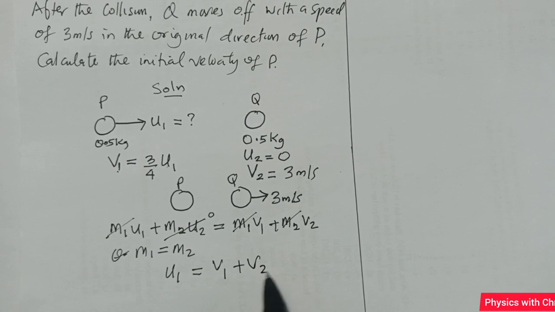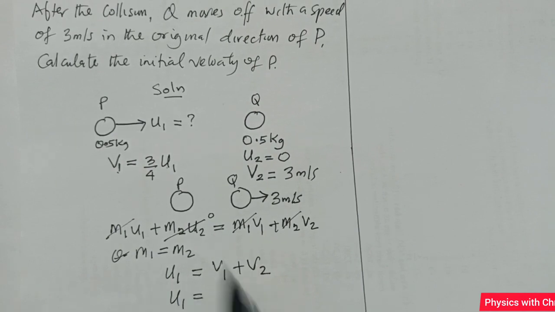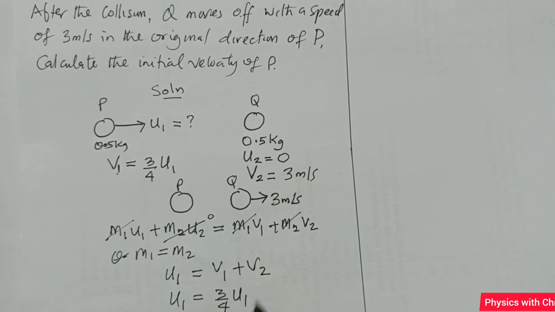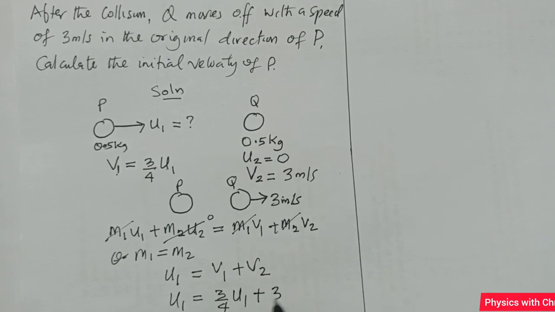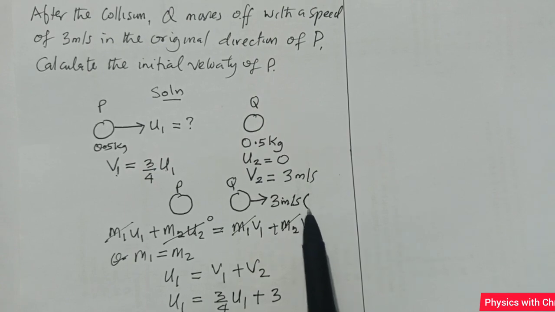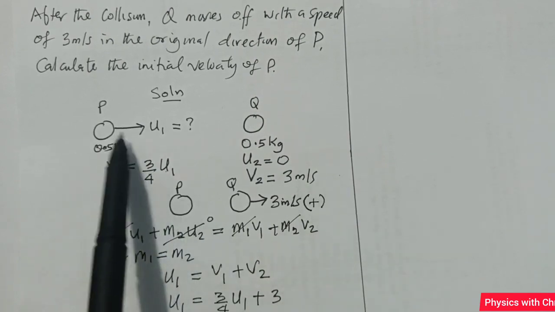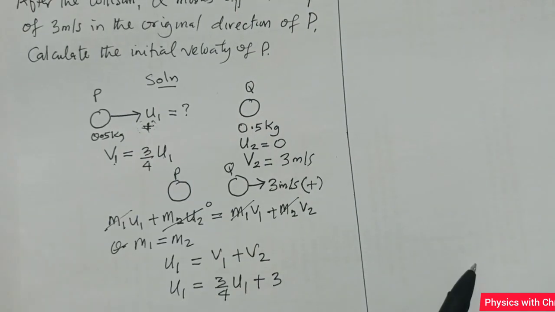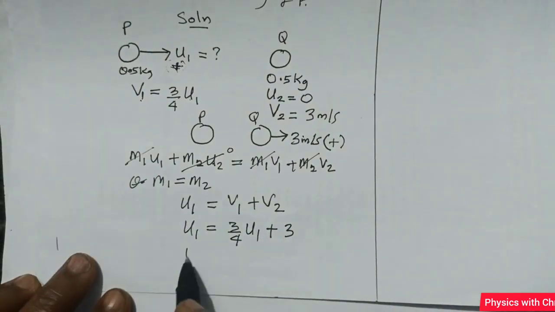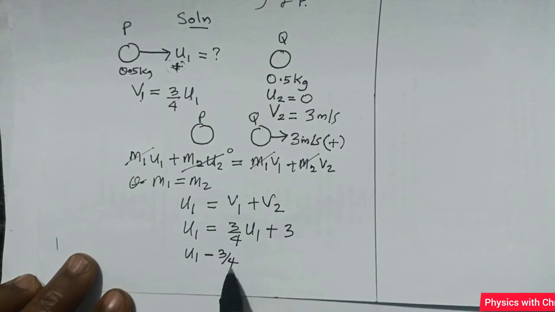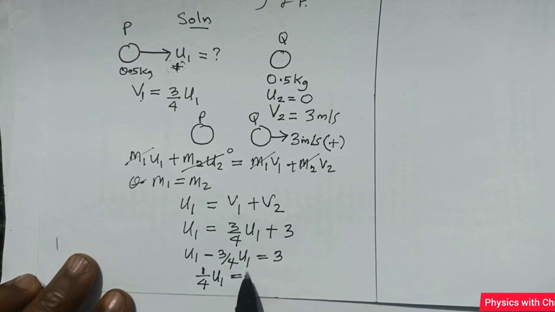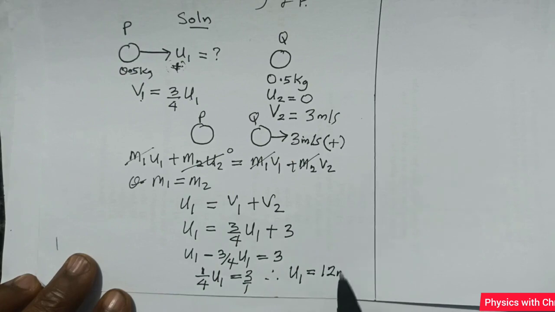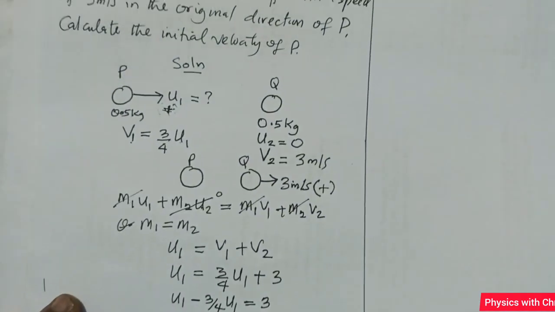v1 plus v2. My u1 is equal to, what's my v1? 3/4 u1. What's my v2? 3. Why am I taking it as positive 3? Because it's moving in the original direction of P. P was moving along the positive x-axis. Collecting like terms, what do I have here? I have u1 minus 3/4 u1 is equal to 3. u1 minus 3/4 u1 is 1 over 4 u1 is equal to 3 over 1. So when I cross multiply, I have u1 is 3 times 4, which is 12 meters per second. So that gives the initial velocity of ball P before the impact.